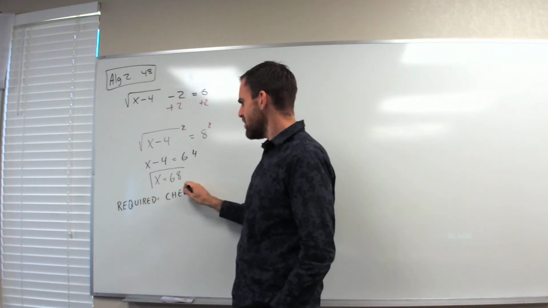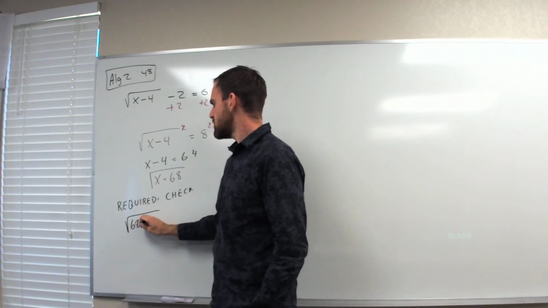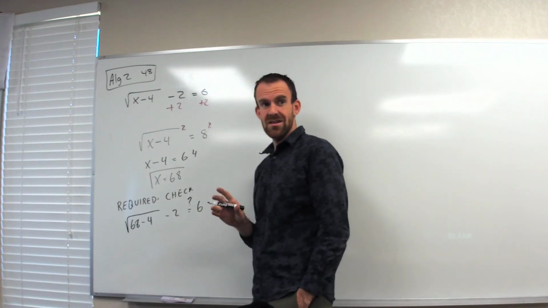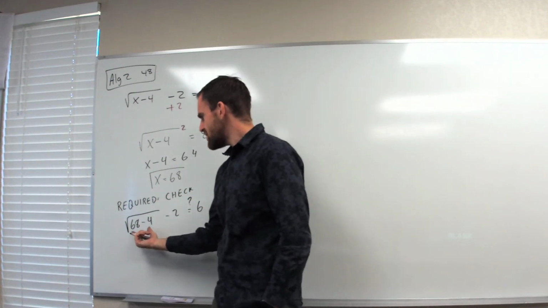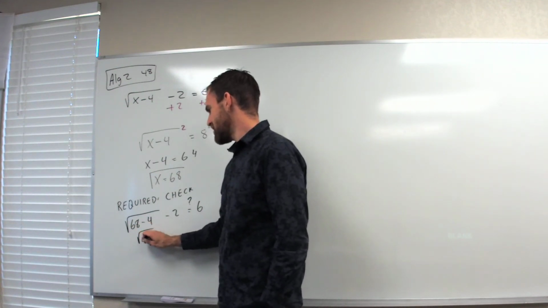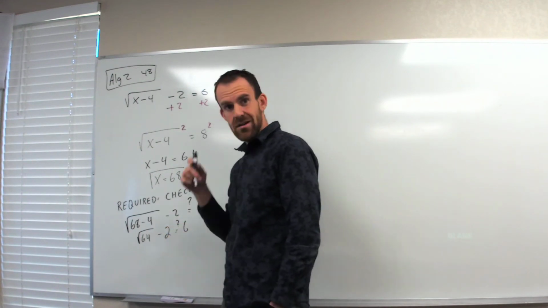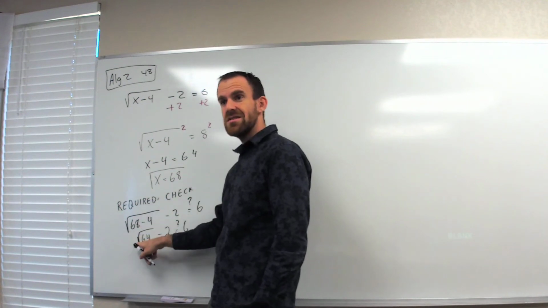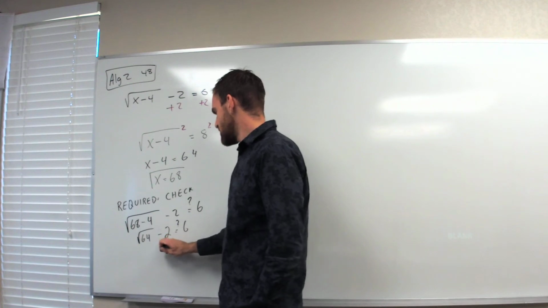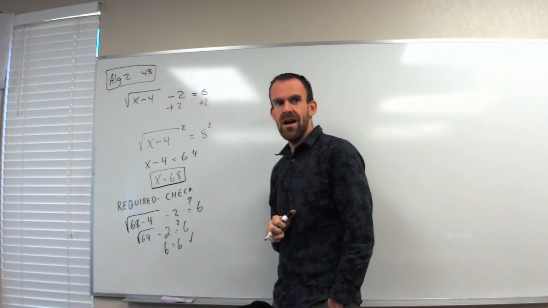How do we check our answer? We're going to plug it back into the original. I'm going to put a question mark here because I don't know if it equals 6, but I'm going to find out. What's 64 minus 8? Did I say 64 minus 8? Yeah, I did, didn't I? So is the square root of 64 minus 2 equal to 6? Yes. The square root of 64 is 8. 8 minus 2 is 6. 6 equals 6. So that's good. Now, after I've checked, I can say that that's the answer.